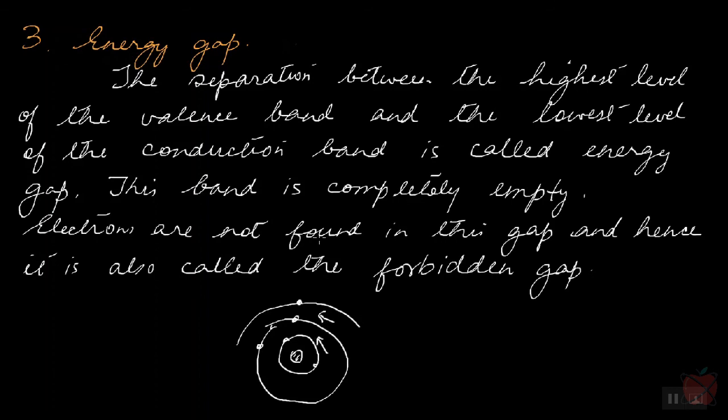Similarly, that band is the separation between the highest level of the valence band and the lowest level of the conduction band. There is no electron here, so that is why it is also called the forbidden band or the forbidden gap. So those are the energy bands, and this is the concept of energy bands. I urge you to listen to or view this video carefully until this concept is clear. Thank you.